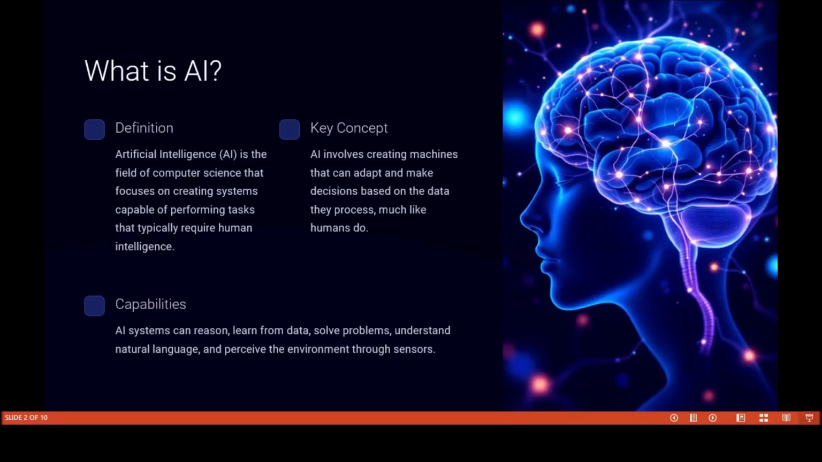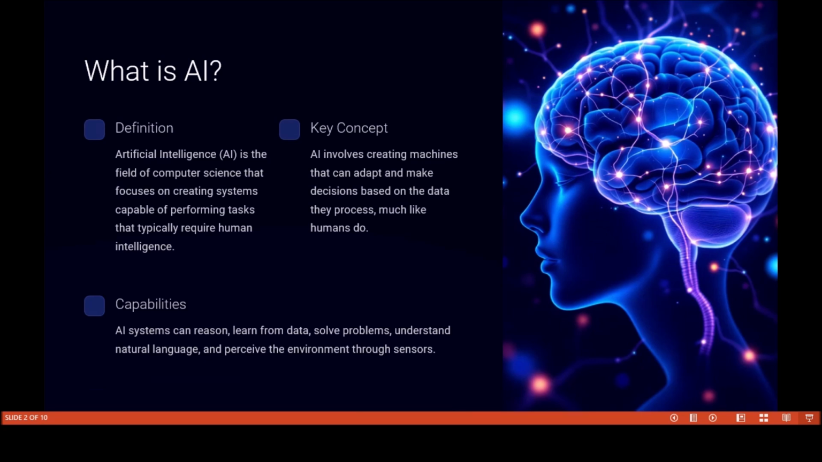So let's start with the definition of AI. What is AI? Artificial intelligence, or AI, is a simulation of human intelligence processes by machines. It's a field of computer science that focuses on creating systems capable of performing tasks that would typically require human intelligence. These tasks include reasoning, learning from data, problem solving, understanding natural language, and perceiving the environment through sensors like cameras or microphones.